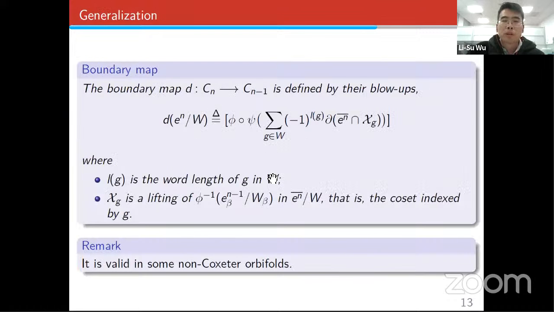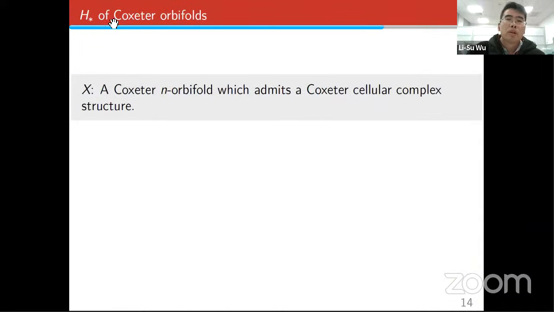Next, let's look at the homology groups of Coxeter orbifolds. Let X be a Coxeter n-orbifold which admits a Coxeter cellular complex structure, and we take two faces of X. Because any Coxeter n-orbifold X is a manifold with corners, we use the faces. And we require that F is a facet of F_beta. So now each facet of X has a local group C2, which is generated by a reflection.